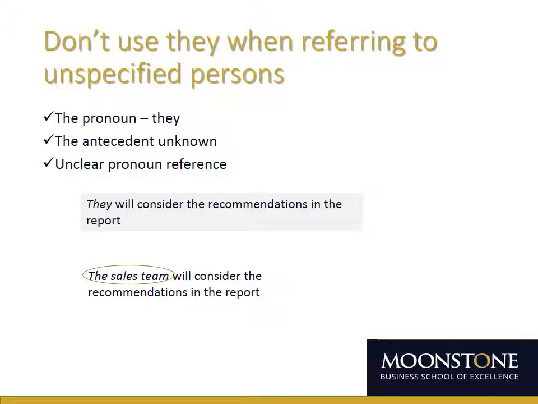Don't use the word they when referring to unspecified persons. If we look at the sentence example, they will consider the recommendations in the report. The pronoun is they. The antecedent is unknown, and it is an unclear pronoun reference. A more effective sentence would be, the sales team will consider the recommendations in the report.